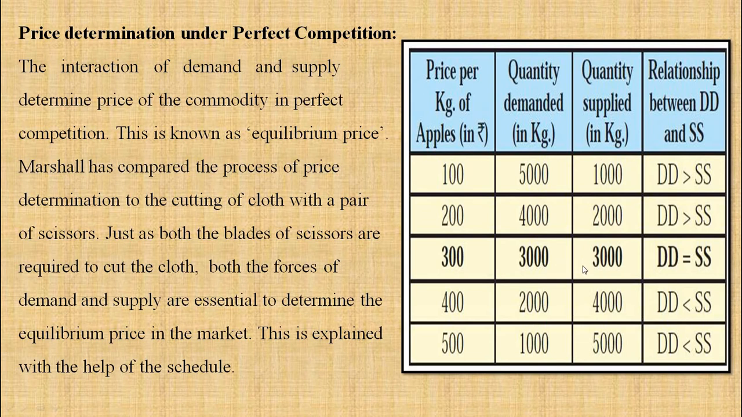When the price rises further from 400 to 500, demand falls from 2000 to 1000 kgs, and supply rises from 4000 to 5000 kgs. So supply is greater than demand, because quantity supplied is 5000 and quantity demanded is 1000. The process of price determination I can explain with the help of a diagram. This table is clear to everyone.